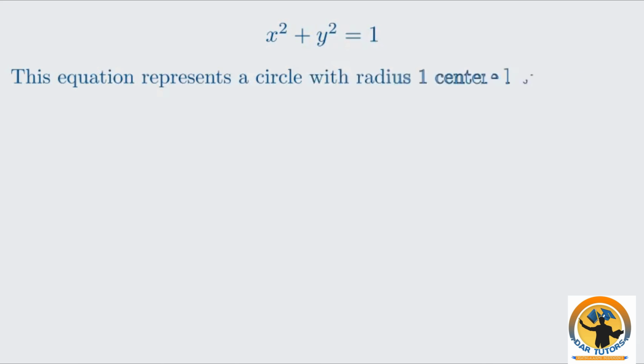Let's start by writing a simple equation on the board. Here is the equation x squared plus y squared equals 1. Now let's highlight the x squared term. And now, let's highlight the y squared term. This equation represents a circle with radius 1 centered at the origin.